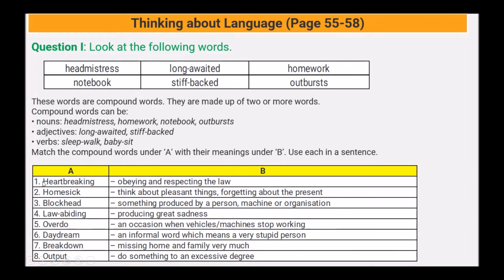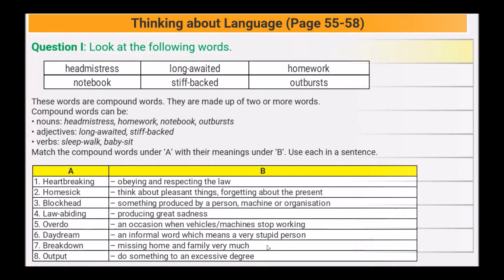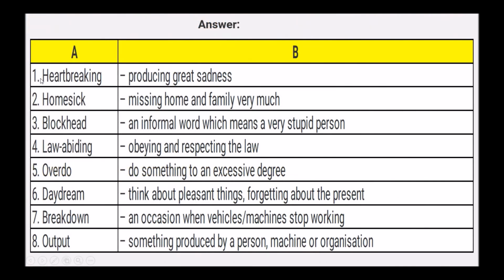So we have to match them. Heartbreaking, obeying and respecting the law. Homesick, think about pleasant things, forgetting about the present. So these are the A side and the B side. We have to match them. So let's find the answer.